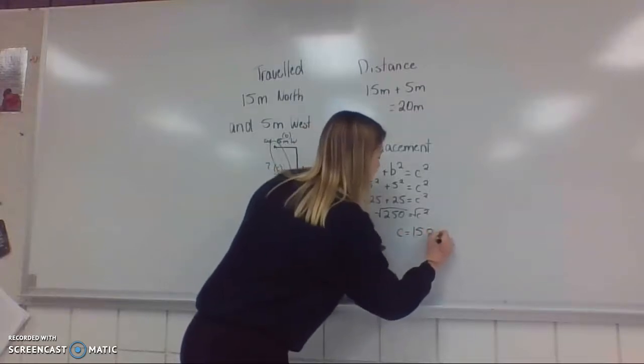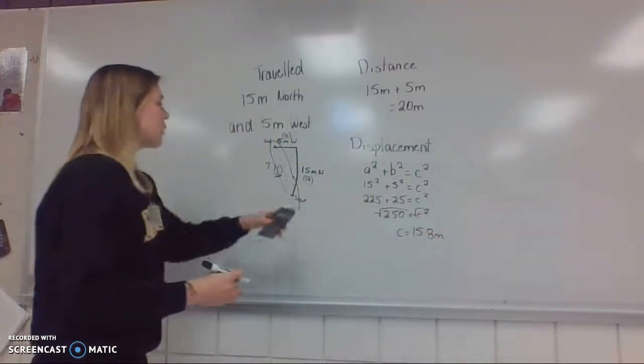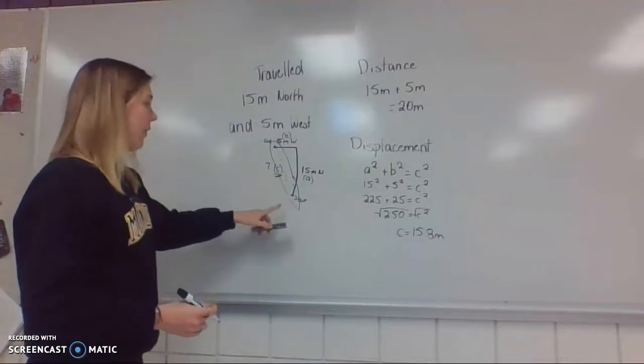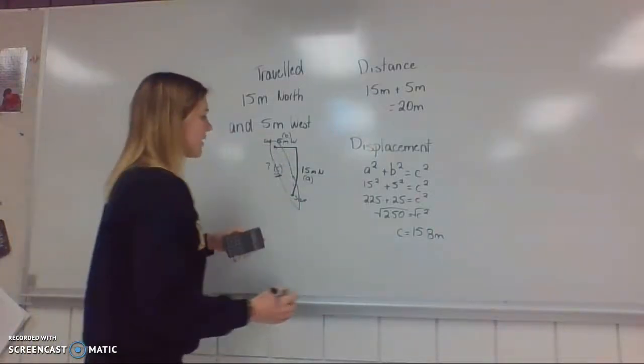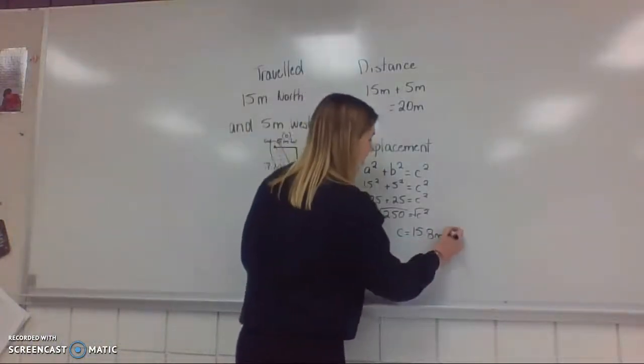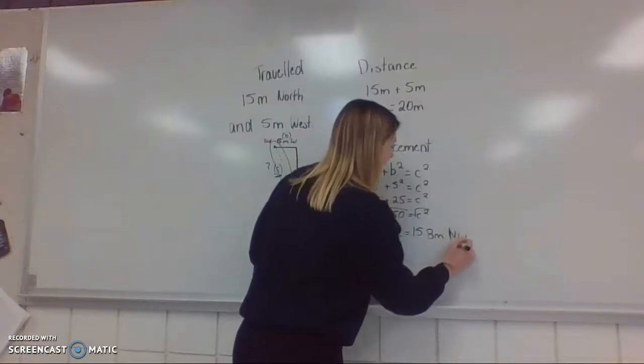15.8 meters. And since we're talking about displacement, we need a direction as well. So we went north and we went west, so it would be 15.8 meters northwest. Okay?